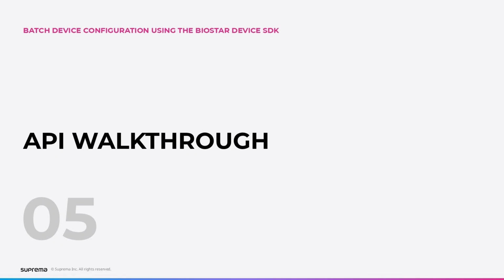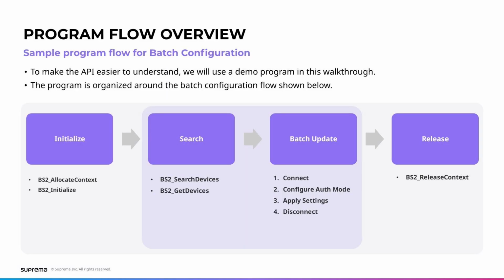Now that we understand the workflow, let's walk through the APIs for each step and see how they're implemented in code using the BioStar Device SDK. In this webinar, to make the API easier to understand, we'll explain API and batch configuration through a sample program. The program is organized around the following flow. As you can see, the 2 core steps are highlighted in purple: search and batch update.